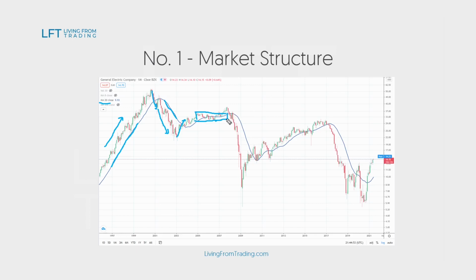And what happened after this range? The price broke the moving average to the downside, and that's when it started a downtrend. And this is how you identify the market structure. Price crosses to the upside of the moving average, starts an uptrend. The price crosses to the downside of the moving average and starts a downtrend. So this is the first step that you need to take before placing a trade. You need to know if the price is on an uptrend, on a downtrend, or if the price is ranging and moving sideways.